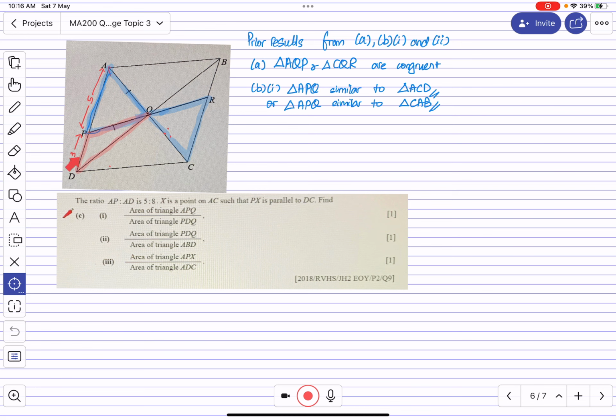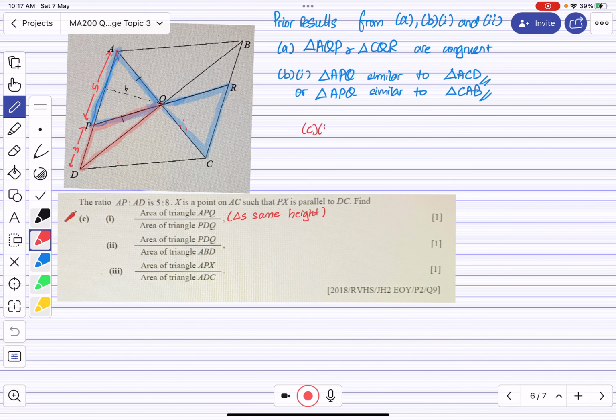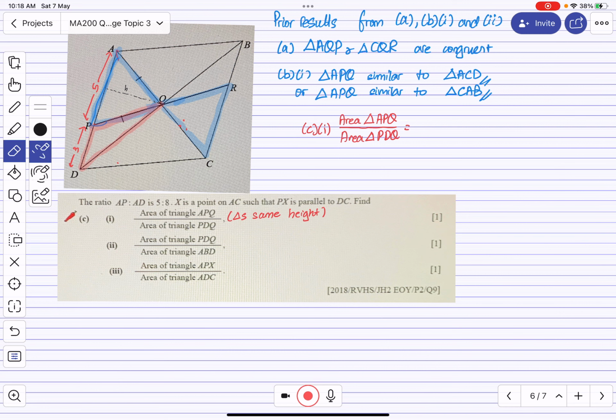So for triangles with the same height, what is the area ratio? The area ratio will just be the base ratio. The ratio of the area will just be the ratio of the base. So the area of triangle APQ over the area of triangle PDQ will be the same as the ratio of AP to PD, which is 5/3. That in itself will solve part 1.